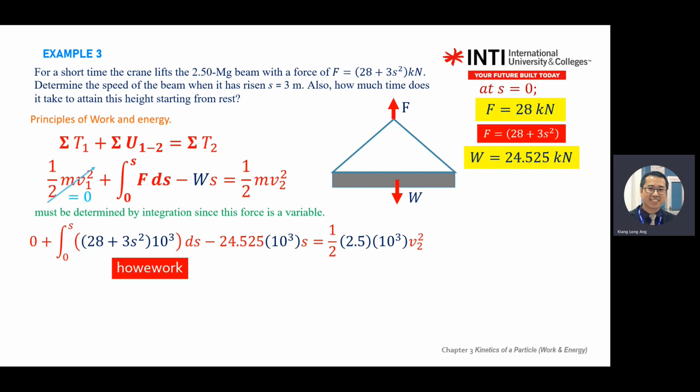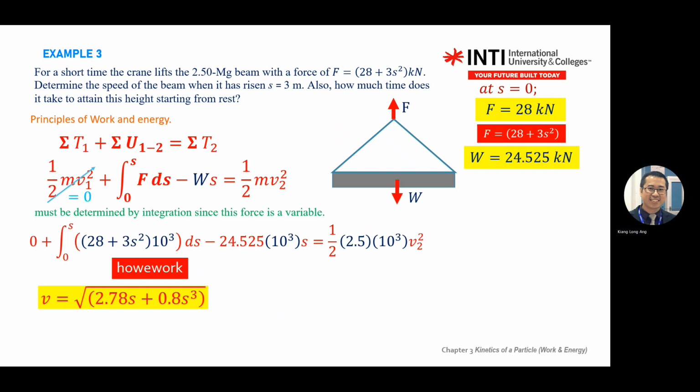You substitute all the values. You do the integration. You will get the velocity as a square root because of the v square over here. You'll get a square root of something, but still in an s form.